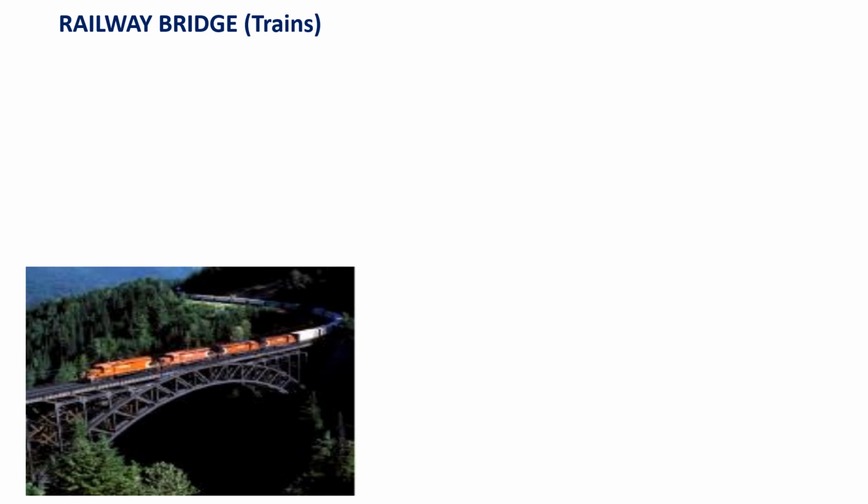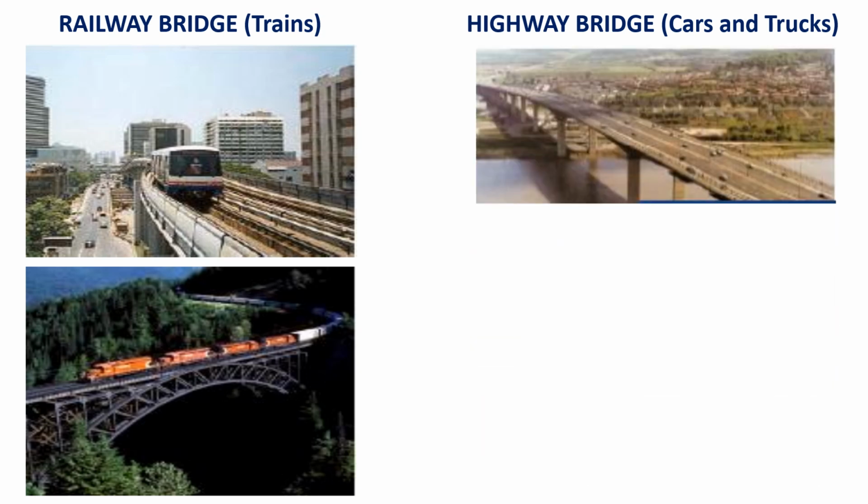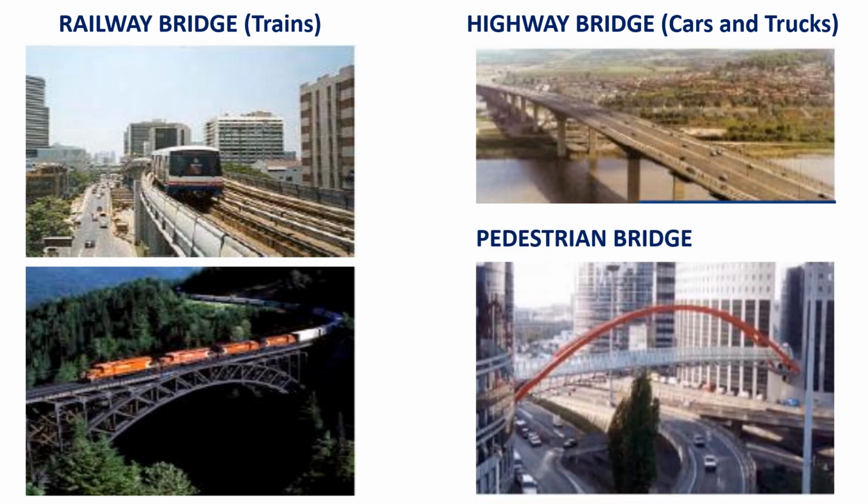The following pictures shown below are examples of railway bridges for trains. Coming up next, we have the highway bridge for cars and trucks. And then we also have the pedestrian bridge. And as shown below is a good example of a pedestrian bridge.